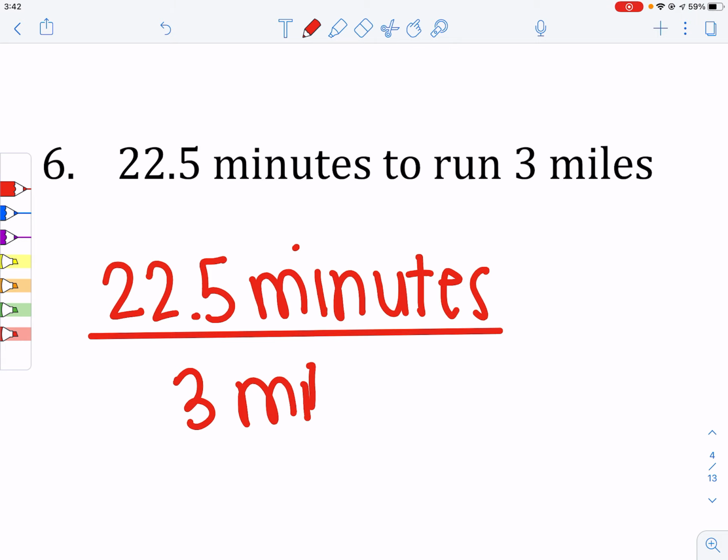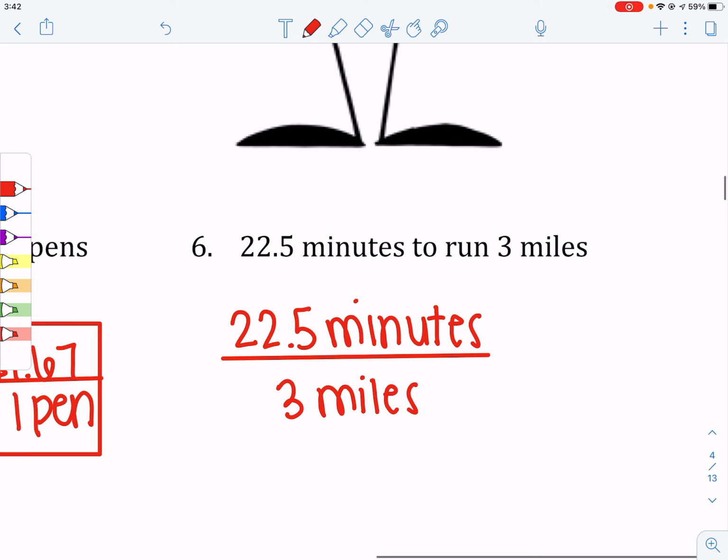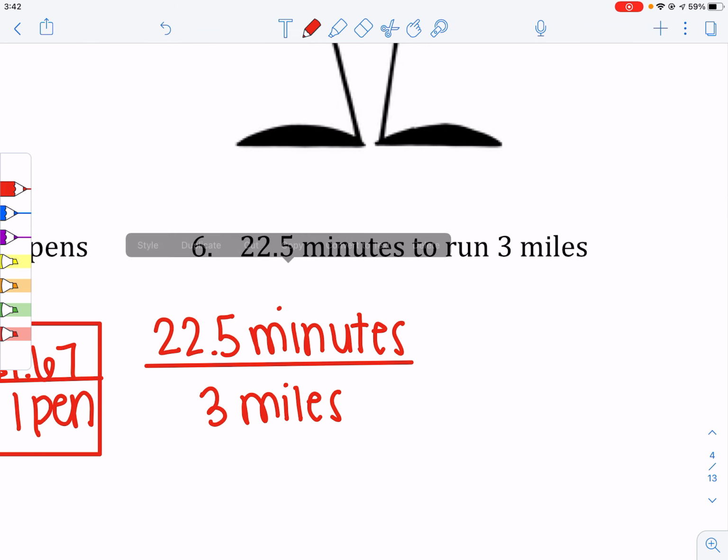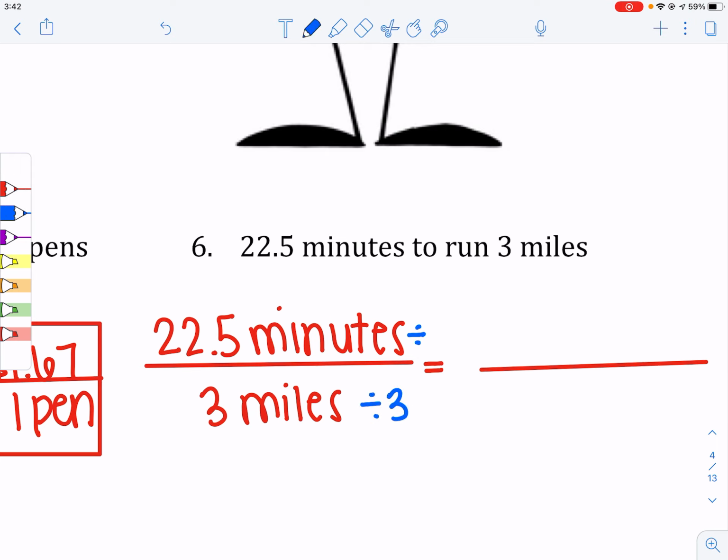Again, your goal with unit rates is to make it so your denominator is a 1. Right now, my denominator is a 3. So in order to turn 3 into 1, I need to divide by 3, which means I have to do my numerator divided by 3. Down here, I now have 1 mile. And then up top, when you do 22.5 divided by 3, you end up with 7.5 minutes.